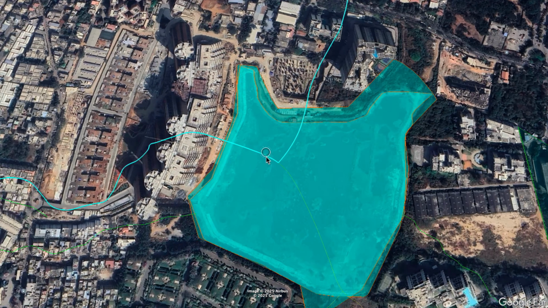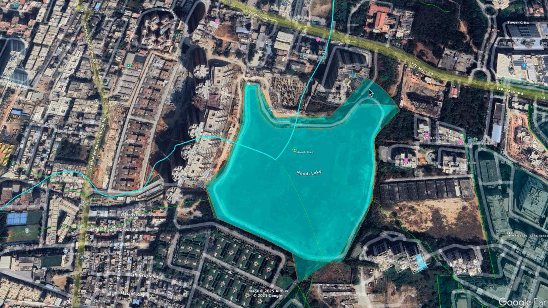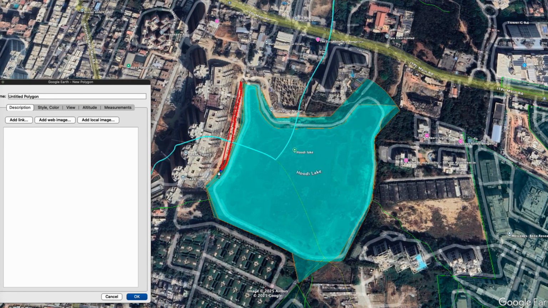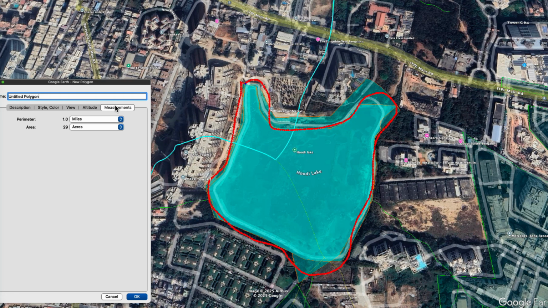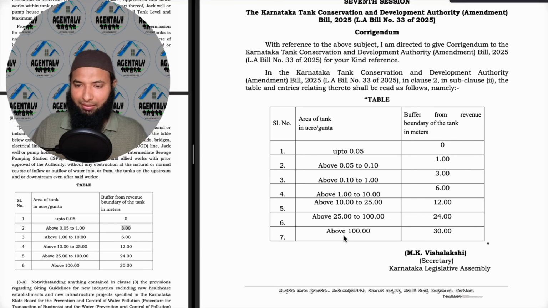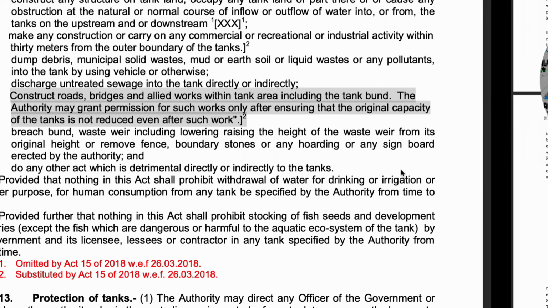Now let us take this example. This looks like one of the environmentally friendly apartments. Let us see what the size of this lake is. Hoodi Lake. Environmentally friendly apartments. It is so friendly, you can see here. Okay, this is 29 acres. So for 29 acres, a 24 meter buffer zone is required.